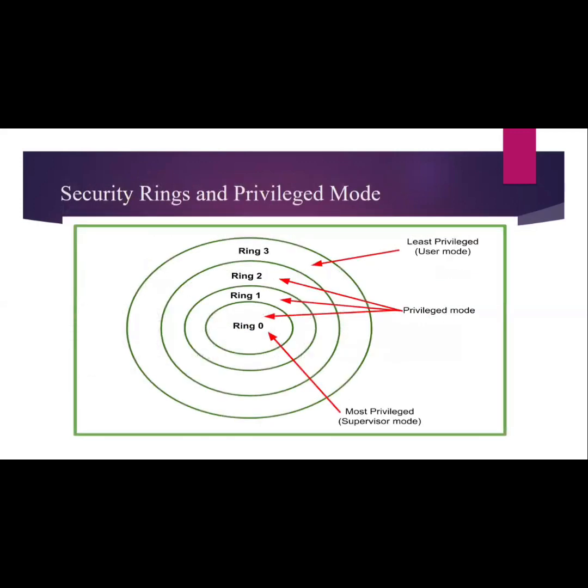Next we have the security ring, also called the privilege ring. As you can see, there are four kinds of rings: ring 0, ring 1, ring 2 and ring 3. Ring 0 is the most privileged one and acts as supervisor mode. Rings 0, 1 and 2 are privileged modes with some restrictions, but compared to ring 3 they have more privilege. Ring 3 is user mode and has the least privilege. These are the security rings and privilege rings.